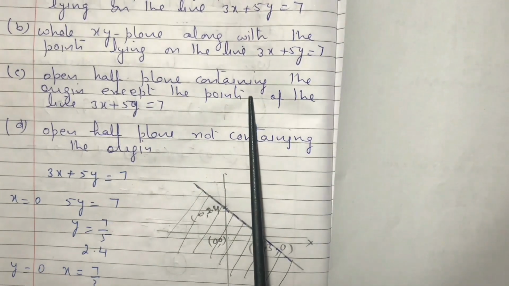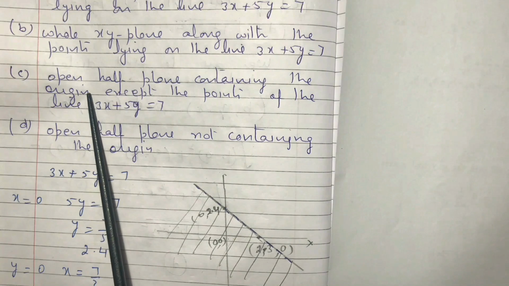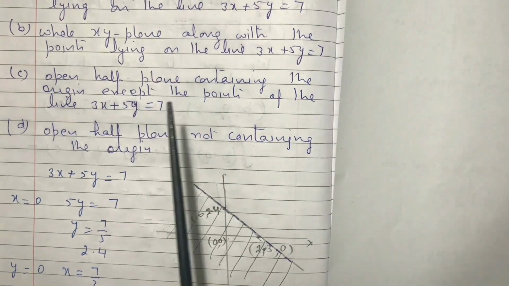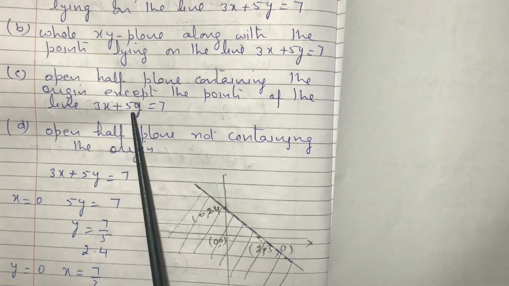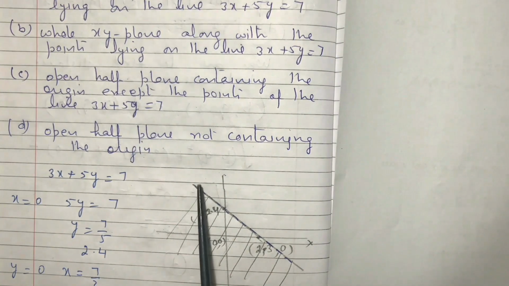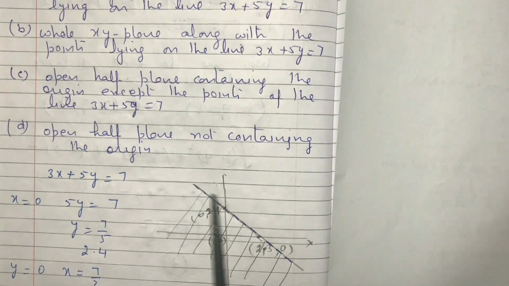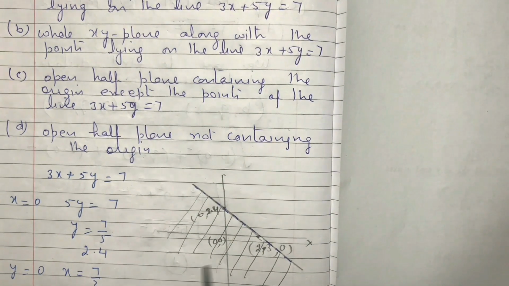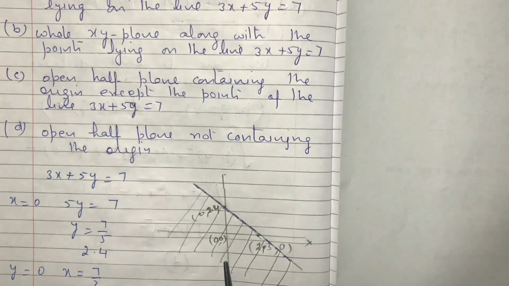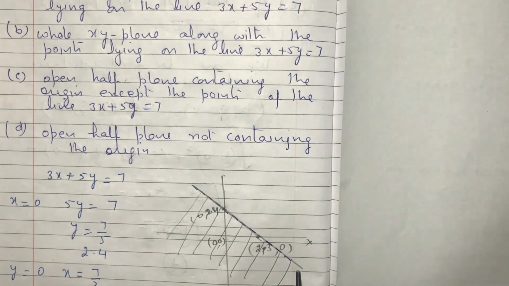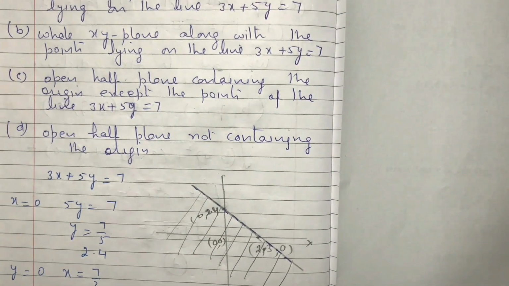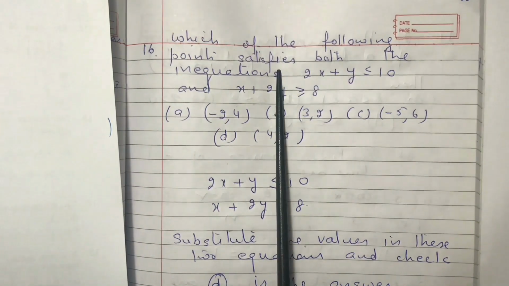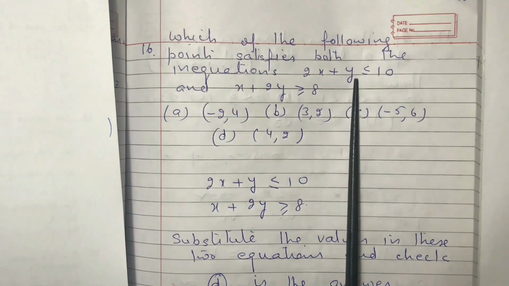हाफ प्लेन कंटेनिंग द ओरिजिन, तो ओरिजिन कंटेन हो रहा है एक्सेप्ट द पॉइंट्स ऑफ द लाइन 3x + 5y = 7, तो वो इस लाइन के ऊपर जो पॉइंट्स हैं वो नहीं उसके आएंगे, बिकॉज वो आपका लेस देन 7 होने की वजह से वो डॉटेड लाइन बनती है, तो वो पॉइंट्स नहीं आएंगे। ओरिजिन ये कंटेन करेगा और इस लाइन के ऊपर वो पॉइंट्स को नहीं करेगा, तो सी ऑप्शन बनता है हमारा. Now 16th question is, which of the following points satisfies both the inequalities this and this?